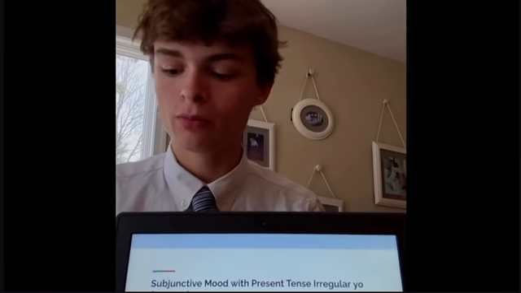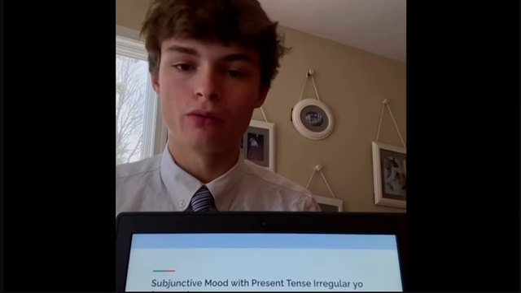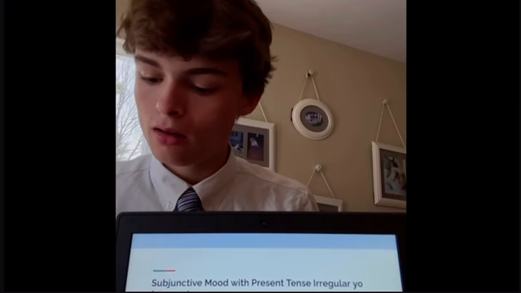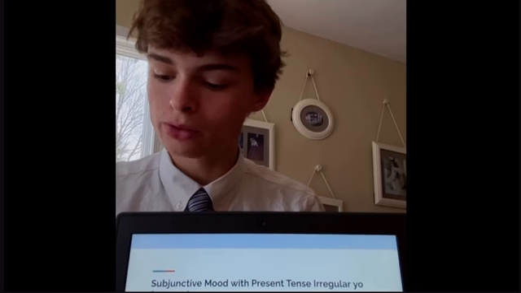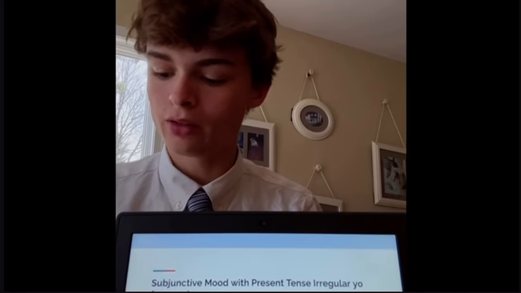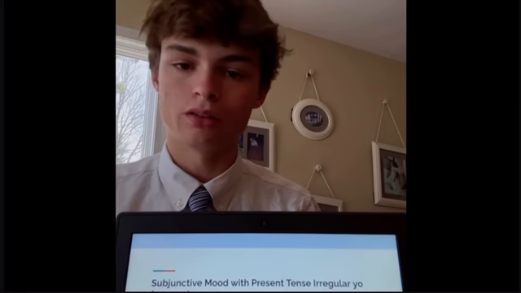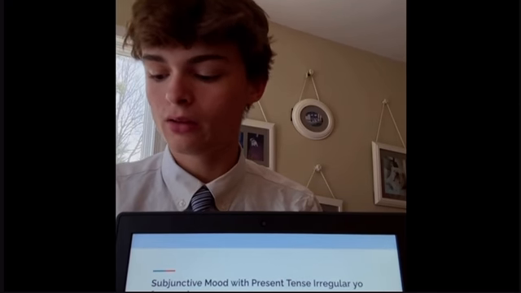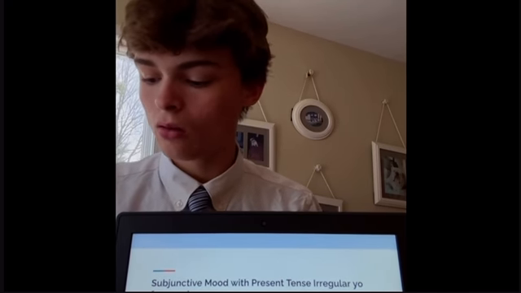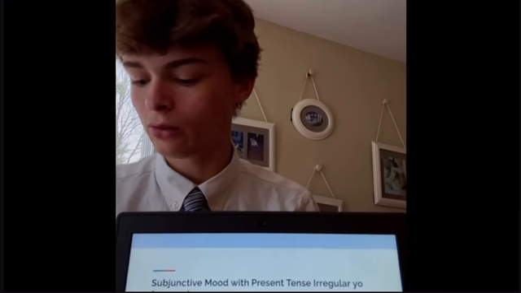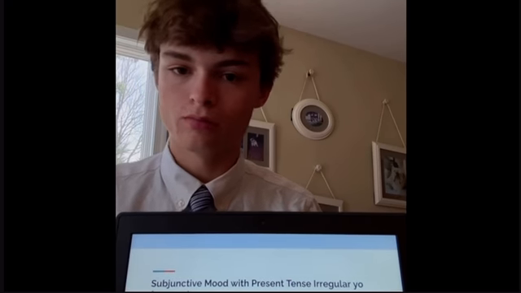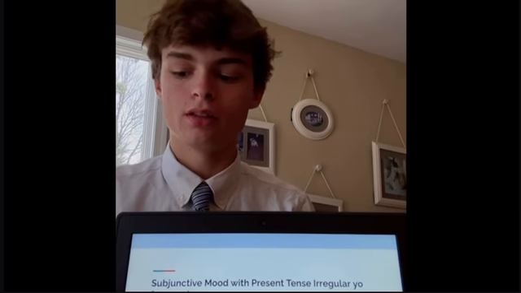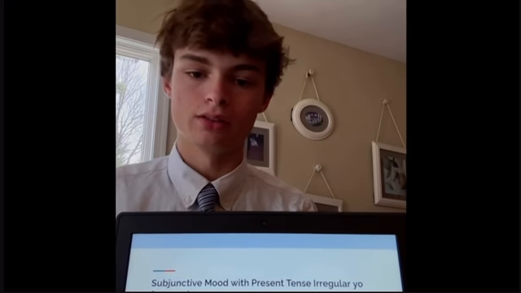The subjunctive mood with present tense irregular yo form verbs. Verbs with irregular yo forms show the same irregularity in all forms of the present subjunctive. An example of this would be "es mejor que oiga al maestro en la clase de español," which means "it is best that I listen to the teacher in Spanish class."